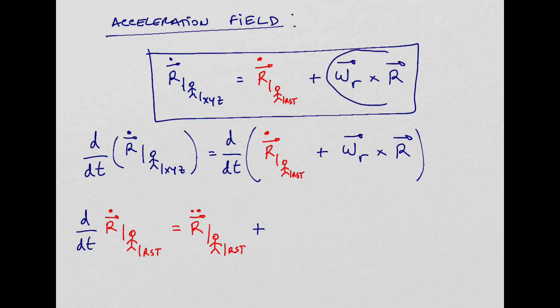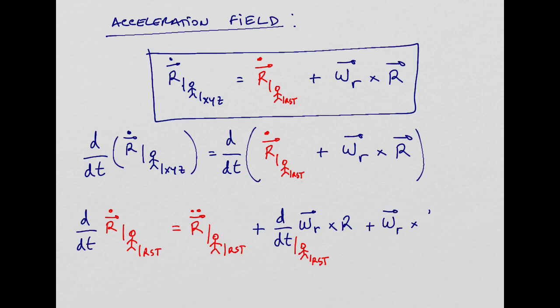I need to derive this term with time, so I will have the derivative in order to time of my, don't forget that this is always the derivative in order to time that is perceived by the observer attached to the rotating frame, times r plus the angular velocity times the derivative in order to time of my position vector, and the one that is perceived by my observer in the rotating frame. Okay?